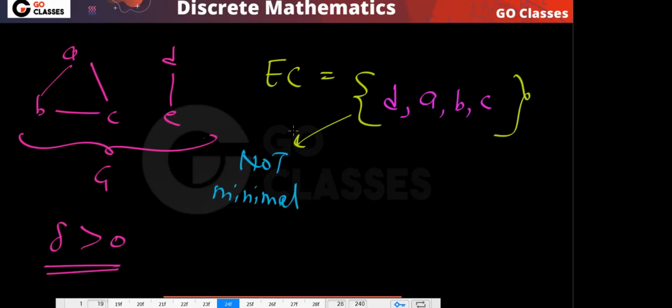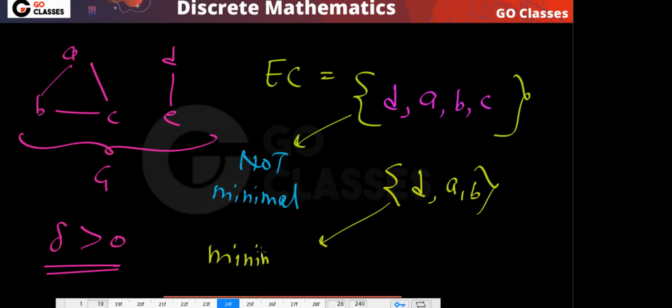This is not minimal because you can remove C. This is not minimal. So what is the minimal edge cover? D, comma A, comma B. This is minimum. Or you can take A, E, comma A, comma C. This is also minimum. So many edge covers you can create.